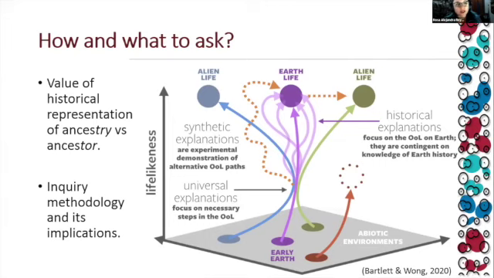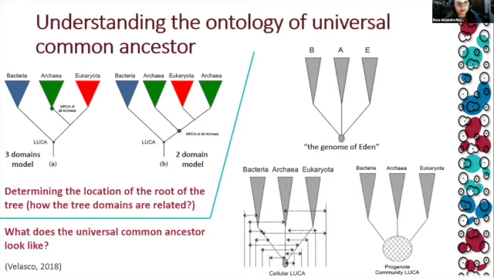I believe you have seen this graphic before. It's from an awesome article called Life, with four things to take into account. Understanding the ontology of the universal common ancestor. To understand the ontology of the universal common ancestor, referring to its attributes and characteristics, it's important to determine the location of the root on the tree, where LUCA would be located.